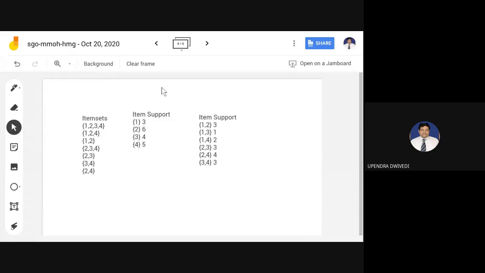Now guys, the next question is: what happens if I take 4 items at a time? So what can be the item set? Please do it as an exercise. You can use the chat box and you can also edit here. I have made this complete Jamboard editable, so you can edit here.